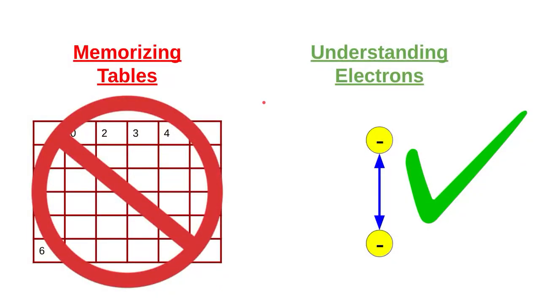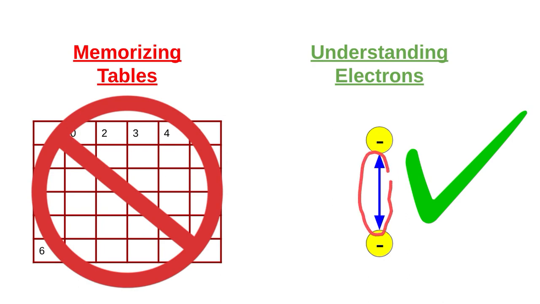Oftentimes in chemistry, it's better to understand something conceptually rather than just memorize it. Because when you truly understand the why behind it, that allows you to apply it better. It allows you to see the bigger picture. So today, we're going to try learning VSEPR through understanding electrostatic repulsion, okay?